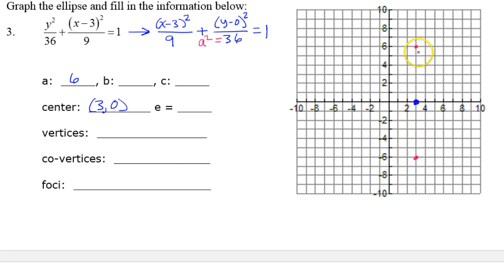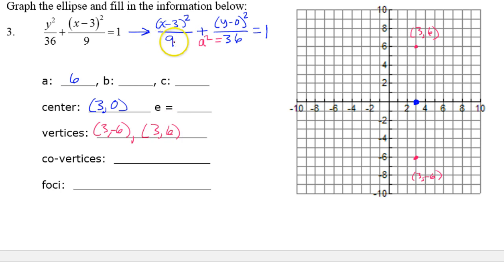Okay, so these are my vertices. This point right here is the point 3 comma negative 6. So that's a vertex. And this point is the point 3 comma 6, another vertex.